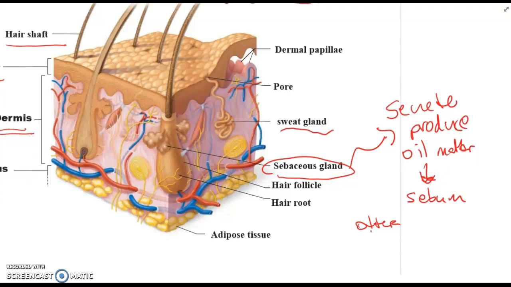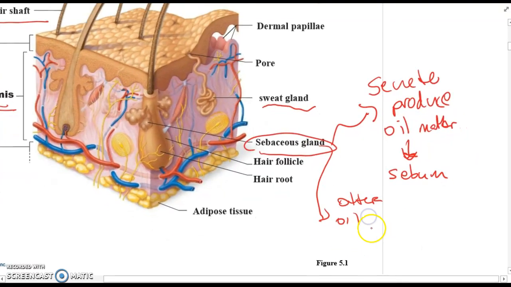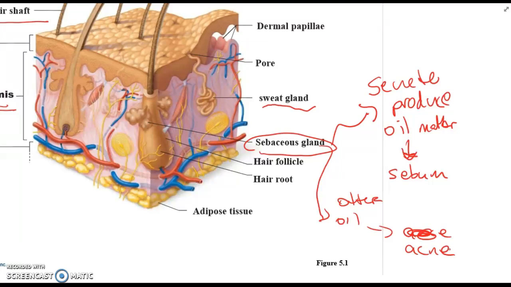And since they produce that oil, something else we've all heard of is acne. Acne occurs when the outlet of the sebaceous gland is plugged. So that sebum starts to accumulate in the follicle.